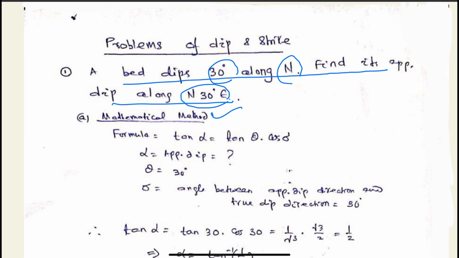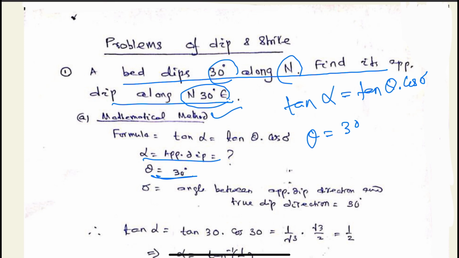So let us see how we can solve this mathematically. We know that tan of apparent dip is equal to tan of true dip into cos of the angle between the true dip direction and the apparent dip direction. Here the dip amount, theta, is given as 30 degrees. The apparent dip is to be found out.